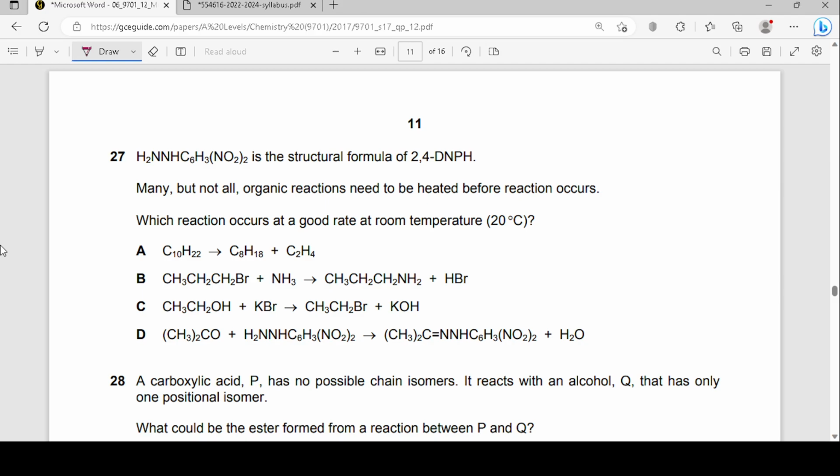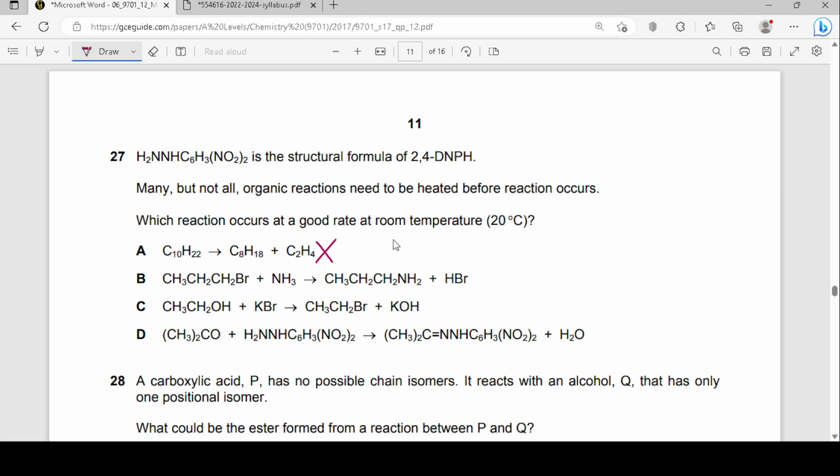Many but not all organic reactions need to be heated before reaction occurs. Now, which reaction occurs at a good rate at room temperature, which is 20 degrees Celsius? So C10H22 gives you C8H18 plus C2H4. That's cracking, right? So cracking does require a high temperature, maybe like 450 degrees Celsius, I would say, or above. Very high temperature.